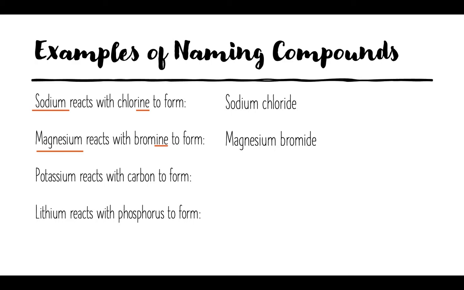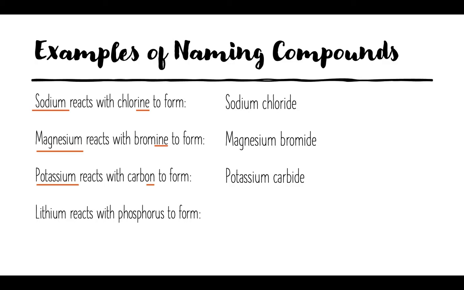And our next example, we have potassium reacting with carbon. Now once again, we have to identify our metal, and it is potassium, so that is the first part of the name, it doesn't change. Now, carbon is a little bit different to chlorine and bromine in that it doesn't have the INE ending. It ends in ON. So what we do is we change the ON to IDE and it becomes potassium carbide.